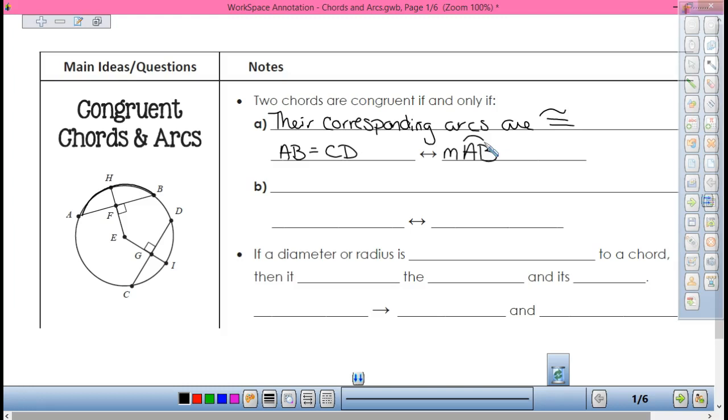Okay, so if AB equals CD, then the measure of arc AB equals the measure of which arc? Which arc goes with CD? Arc CD, haha. Crazy how that works, huh? Okay, all right, it also works if the chords are equidistant. What do you suppose equidistant means? Equal distance from the center.